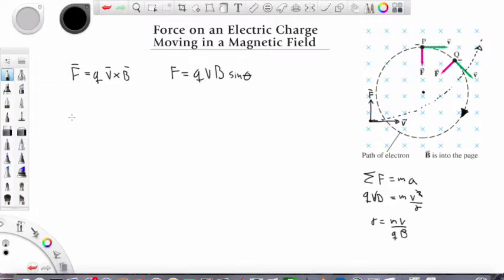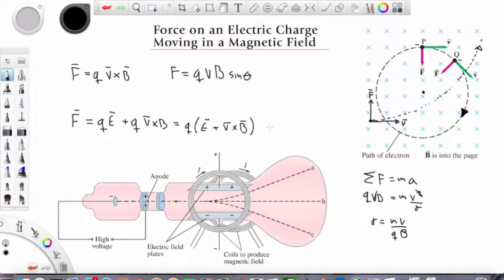In fact, the complete picture for a charge moving in both an electric and a magnetic field would be summing the two forces: first the electric force, Q times E, plus the magnetic force, Q times V cross B, which can be grouped into Q times (E plus V cross B).